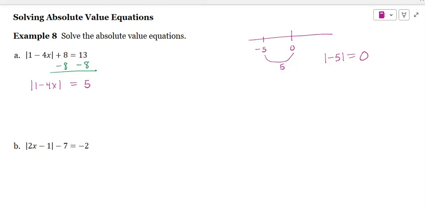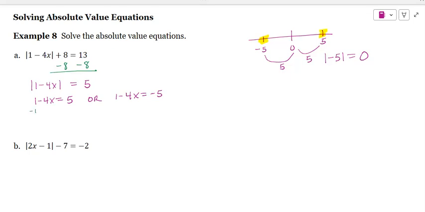minus 4x, could either be in the position of -5 or it could be in the position of +5. Each of those items are 5 units away from 0. So I'm going to break this into two separate equations. Either 1 minus 4x is equal to +5, or 1 minus 4x is equal to -5.